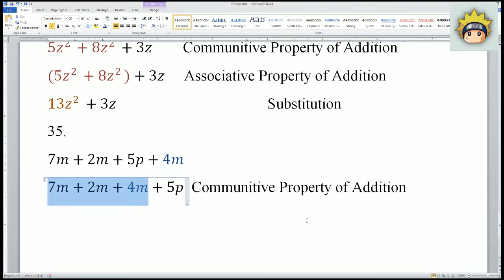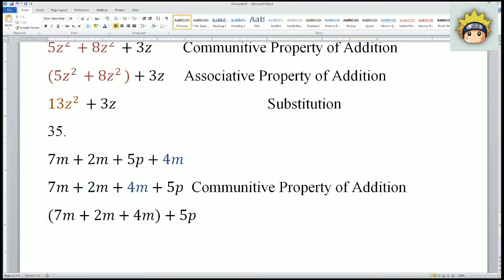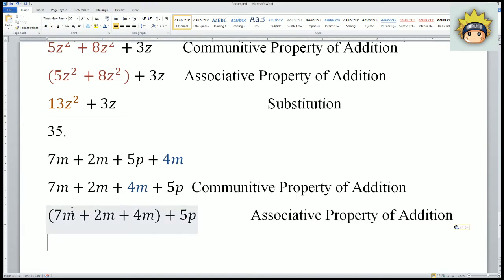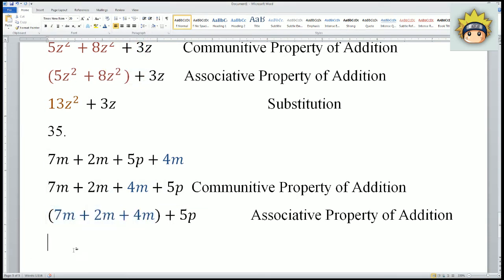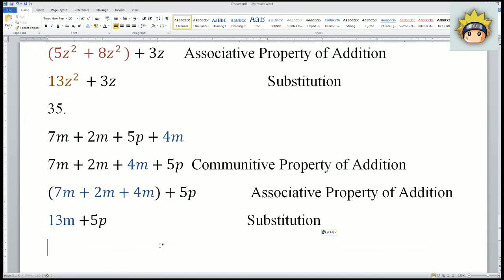Let me show you. I'm going to apply the associative property of addition. Do you see? I can combine the 7m with the 2m and the 4m. Let me just make that blue for you. Together, they make 13m. Anything happen to the plus 5p? Nope. So you can leave it as plus 5p. And we call that the substitution. So this covers all the homework solutions.